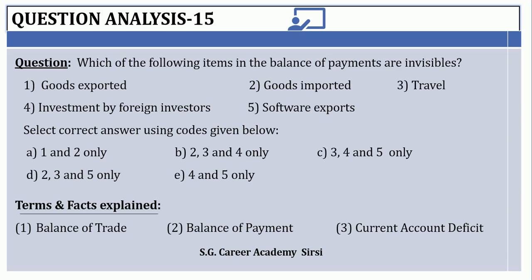Now we will come to the question. In the given options, the first two, goods exported and goods imported, are visible items. The rest: travel is a type of service. Investment by foreign investors, maybe portfolio investors, is also invisible. Software exports are also invisible. So 3, 4, 5. The answer will be C. In C, 3, 4, 5, that is the correct answer for this question.